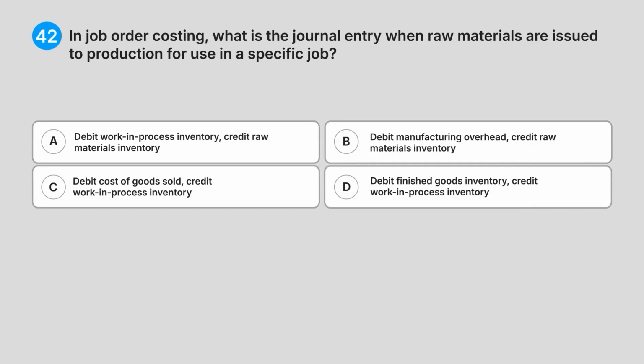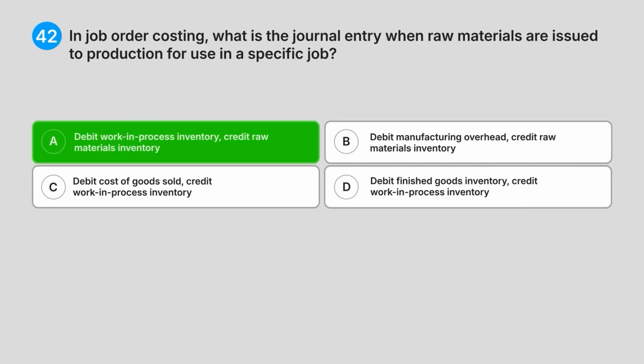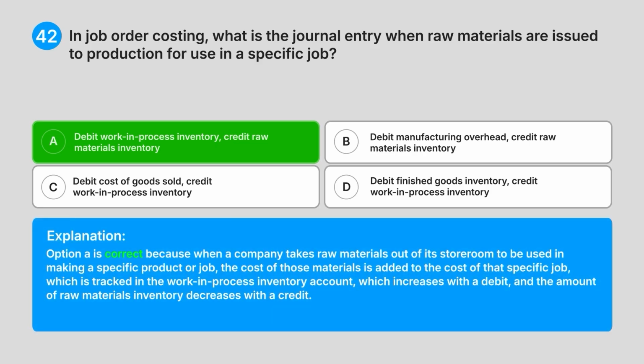Correct answer, A. Debit work in process inventory, credit raw materials inventory. Explanation. Option A is correct because when a company takes raw materials out of its storeroom to be used in making a specific product or job, the cost of those materials is added to the cost of that specific job, which is tracked in the work in process inventory account, which increases with a debit, and the amount of raw materials inventory decreases with a credit.